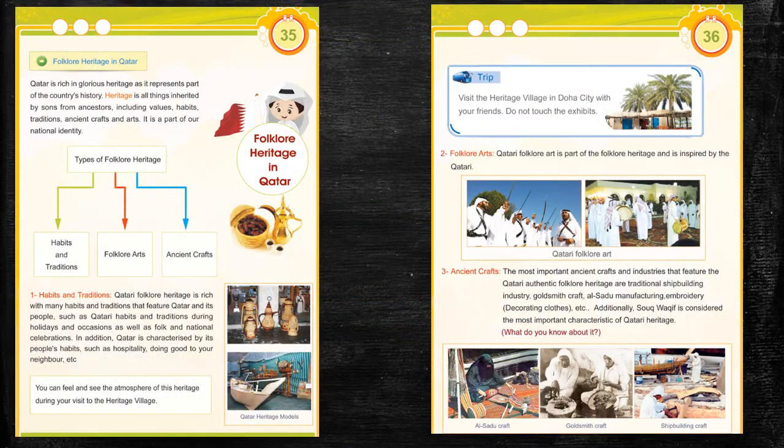So, last week we read pages 35 and 36 where we spoke about Qatar's glorious heritage. We read a lot of information. We read about types of folkloric heritage that include habits and traditions, folklore art, and Asian crafts. We read a lot of details about Qatar's hospitality, the folkloric art, the traditional dances, and the Asian craft. Today, we're going to deal with recalling all that information and writing a paragraph on page 37.